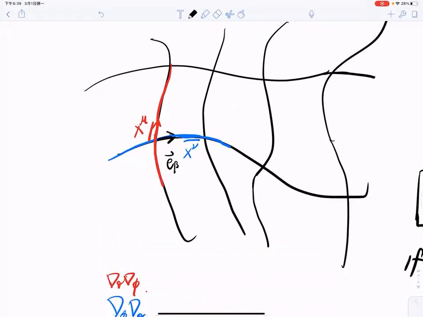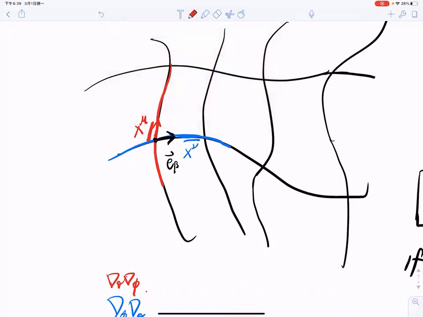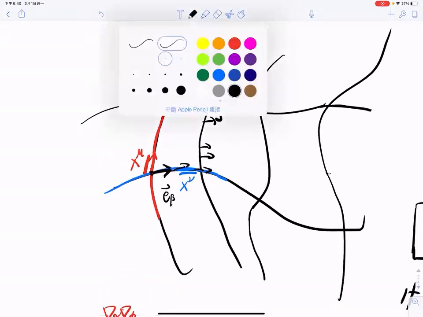If the black line is the basis vector E beta, at this point we have to allocate two different coordinate systems, like the red line x mu and the blue line x nu along the surface. If you want to do a parallel transport along these two directions, it would be transformed, and then will be something like this. Maybe my drawing is very bad, so don't mind it.